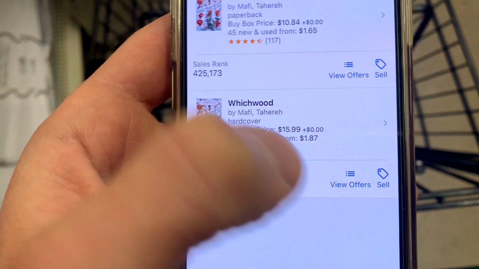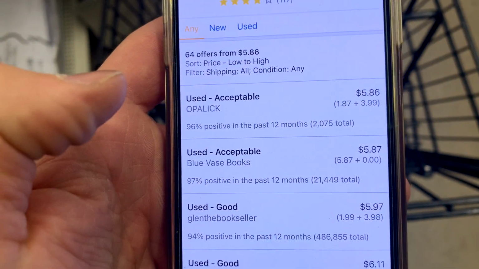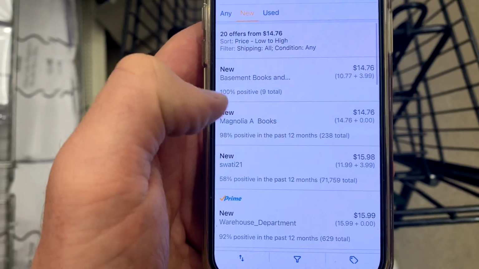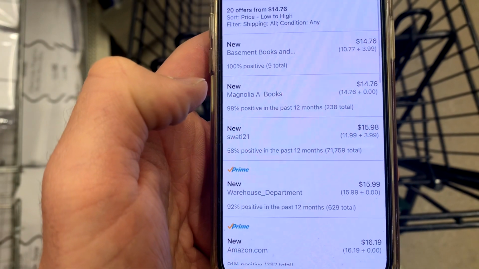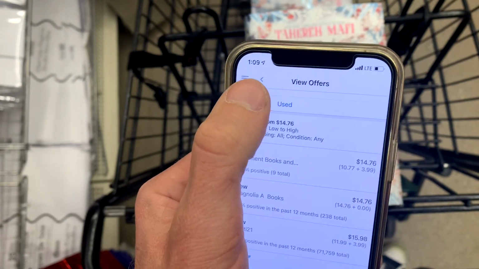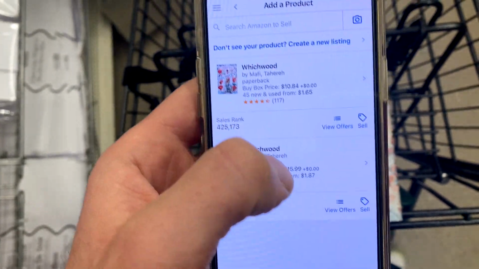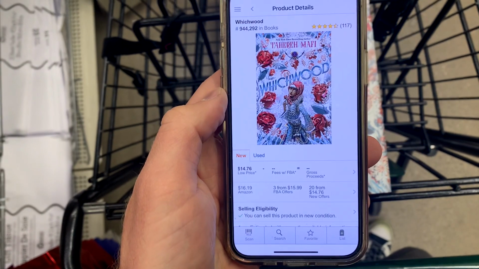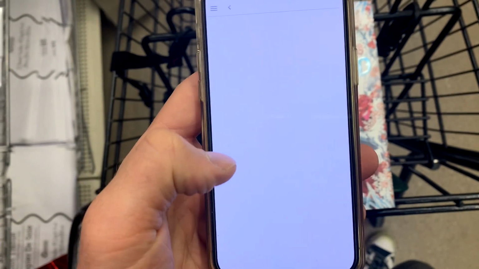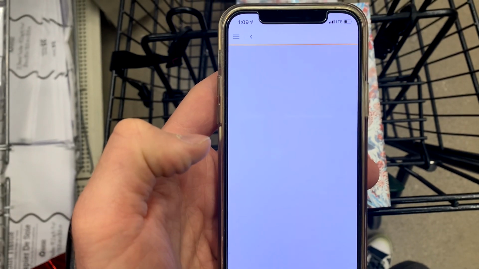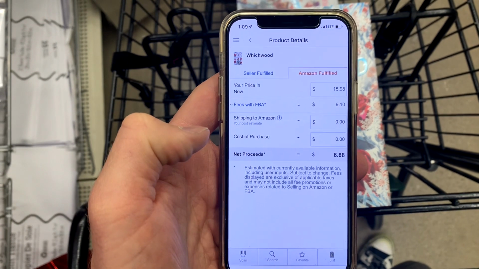So what I'll do first is I'll click the offers, and we're just looking at new prime offers. So we're only competing with those. So you can see the best new prime offer is $15.99 here from the warehouse department. So the next thing we'll do here is go back and click on the product again. And we're going to click in this area right here. And that will take us to a page where we can estimate the profits and cost.